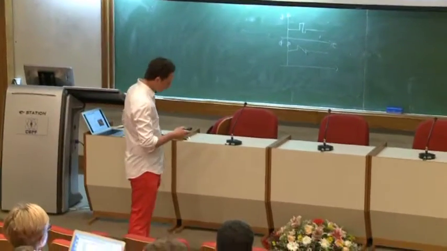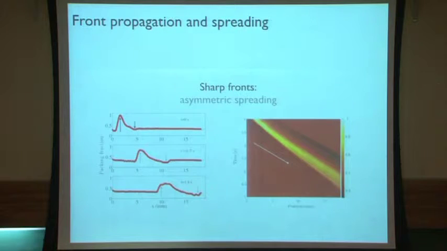Okay. Good. And this is a spatial-temporal plot. The color codes for the local density. This is time. This is the position along the channel. And as you can see here, this front and this one propagate steadily along the central lane. And indeed, the width of the excitation increases over time.